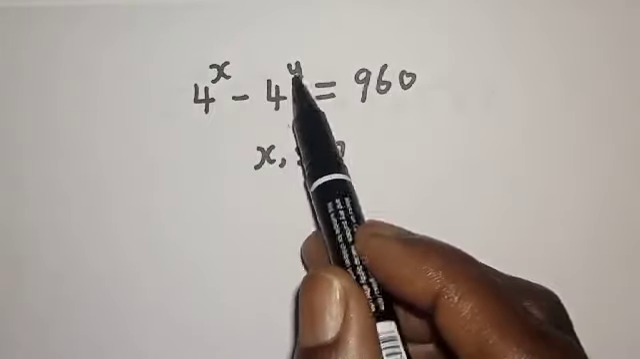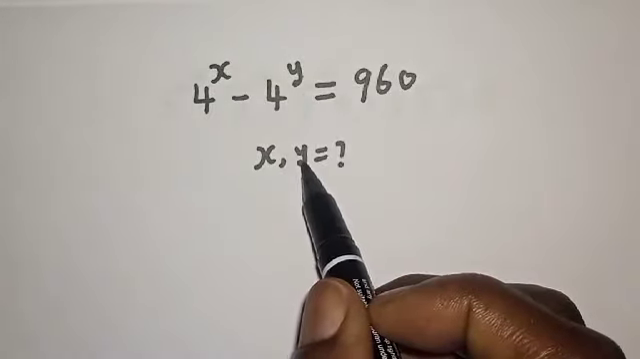4 raised to the power x minus 4 raised to the power y is equal to 960. What is the value of x and y?